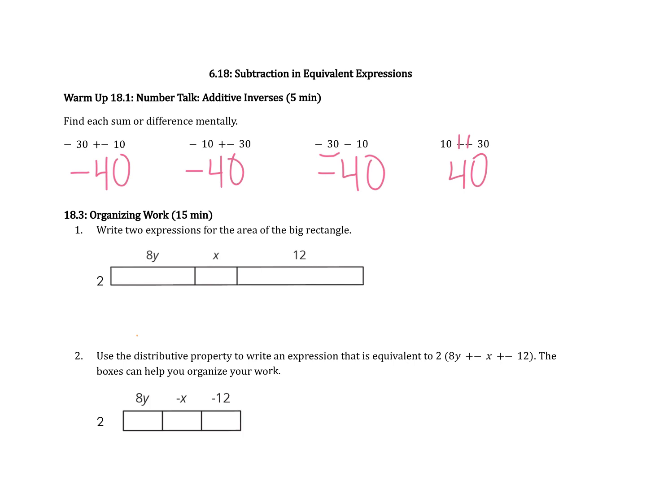I want to go back to the first couple of problems though, because if you look here, I have negative 30 minus 10 is negative 40, just like these two are negative 40. And really, I could say that this problem right here is the same as this problem right here. So I can write this subtraction problem as an addition problem. And we're going to use that concept in the rest of today's lesson.